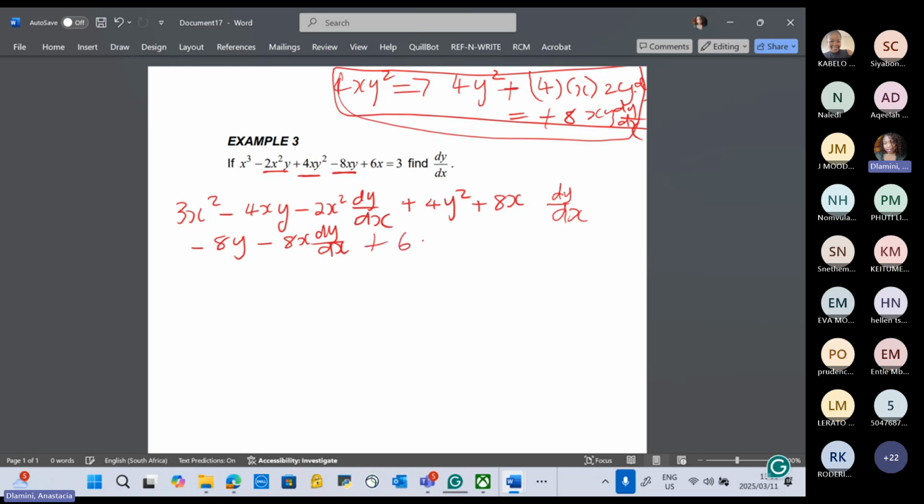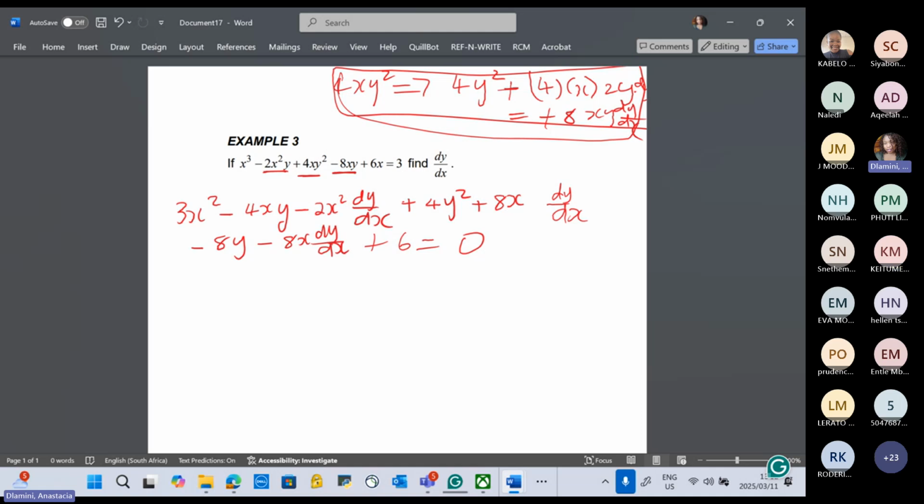Plus 6, isn't it? Equals to 0. Are we all together there? Is everything right, guys? But the procedure is right. We're doing the right thing. Should I continue? Yes, ma'am, we're definitely doing the right procedure here. Yes, ma'am, I'm also getting the same thing.